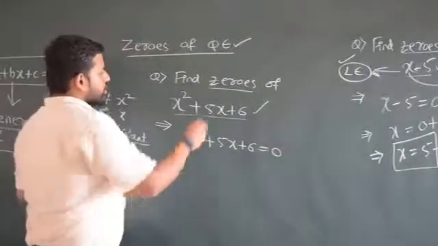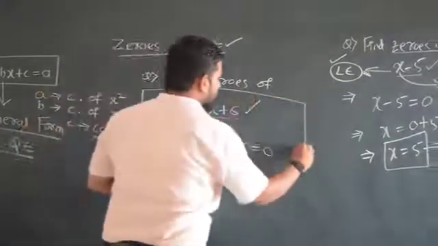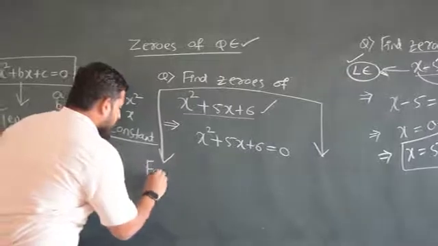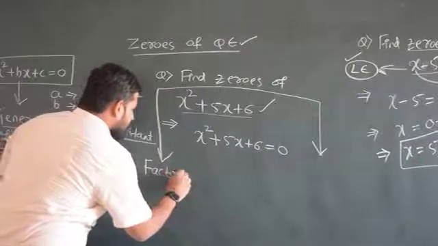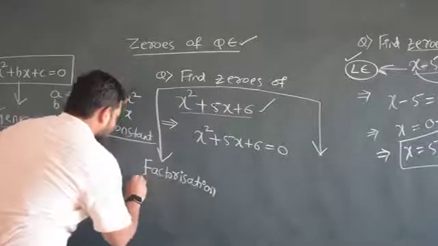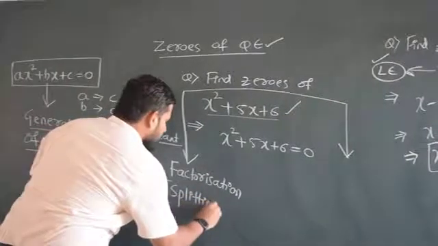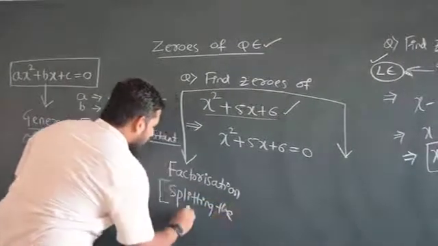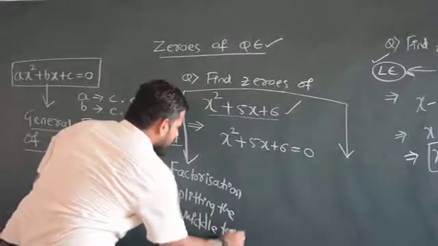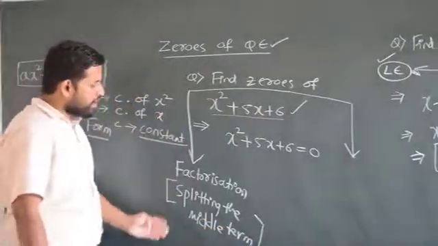Now to find the zeros, there are two methods, my dear children. The first method is factorization. Factorization is also called splitting the middle term. Already you have studied this in your 9th standard, but it is still in your syllabus. That's why I am going to discuss it. Factorization means splitting the middle term.